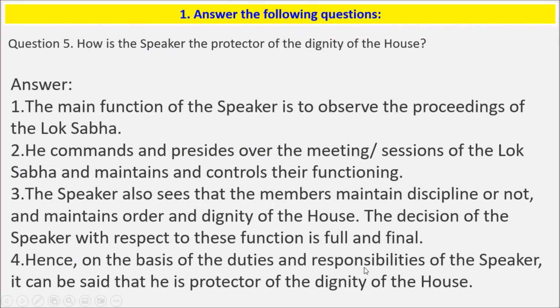Hence, on the basis of the duties and responsibilities of Speaker, it can be said that he is the protector of dignity of the House.